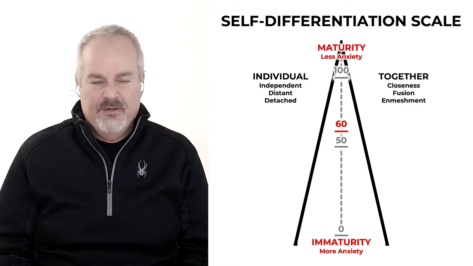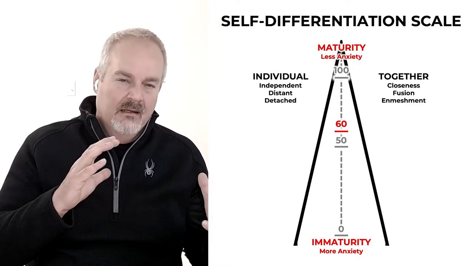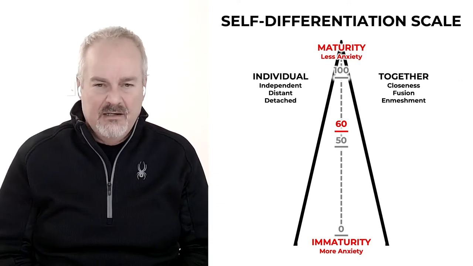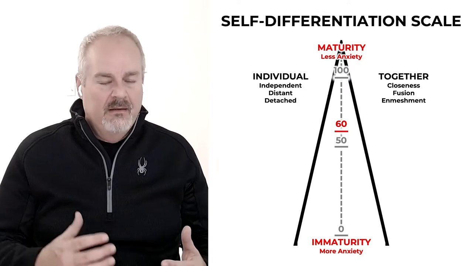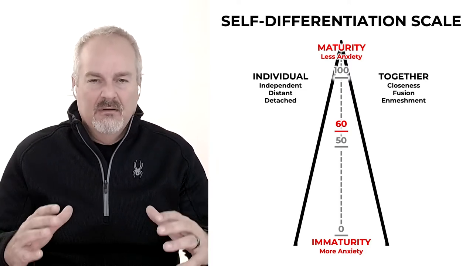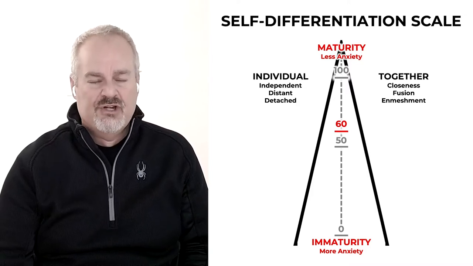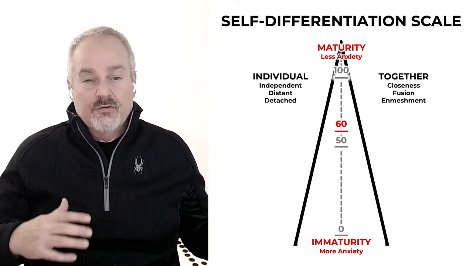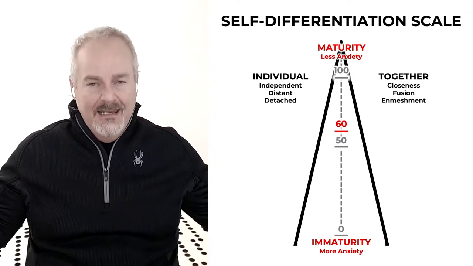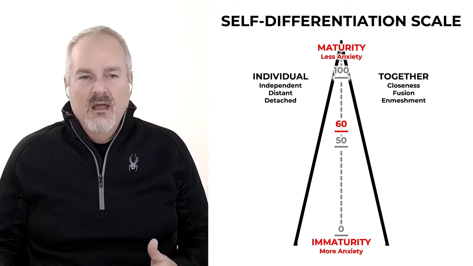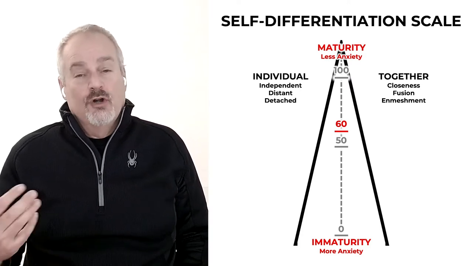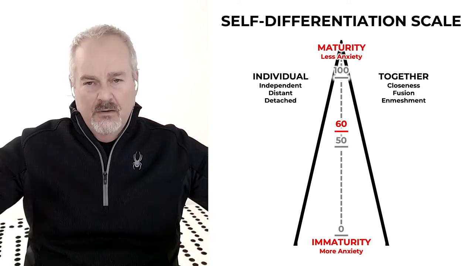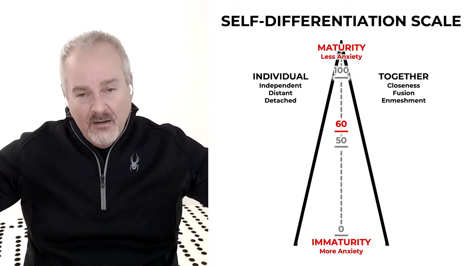And so last time we talked about this pyramid. We talked about, in review, I put up a graphic, and I'll put it up again, this graphic of self-differentiation. And what we see in it, and if you're listening by audio, I want you to imagine what it looks like. The image is a pyramid-shaped triangle, and on the left leg of the triangle is the word individual, and it represents independence, distance, and detachment. On the right leg of the triangle is the word together, and it's the idea of closeness, fusion, and enmeshment, both of which, what they represent, are extremes.